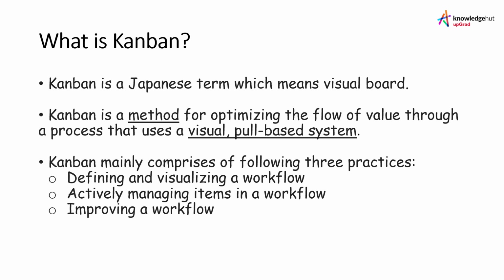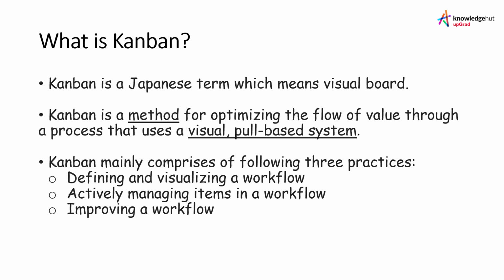The first practice is defining and visualizing a workflow. As I mentioned, the whole progress about the work should be visualized very well in Kanban. So you should have a very well defined workflow, which should have at least three states of work, which is not started, in progress, and done. Now you can further bifurcate these three states into multiple states, but there should be a well defined workflow and it should be clearly laid down how and when one work item will move from one state to another state. What will be the rules?